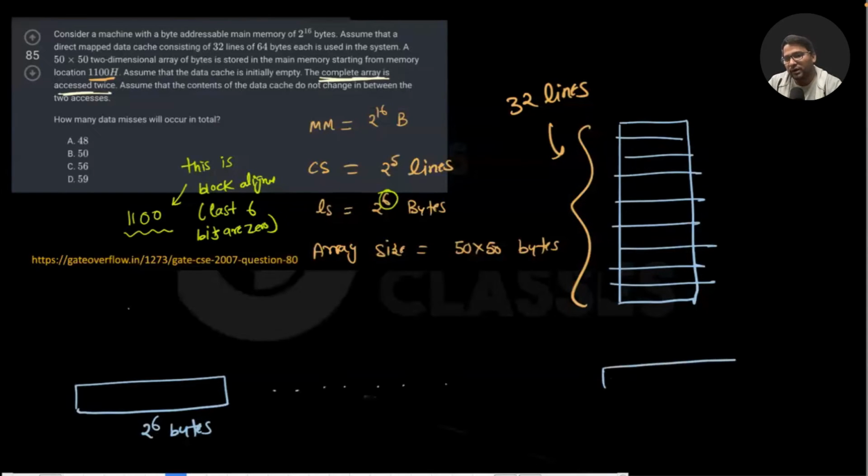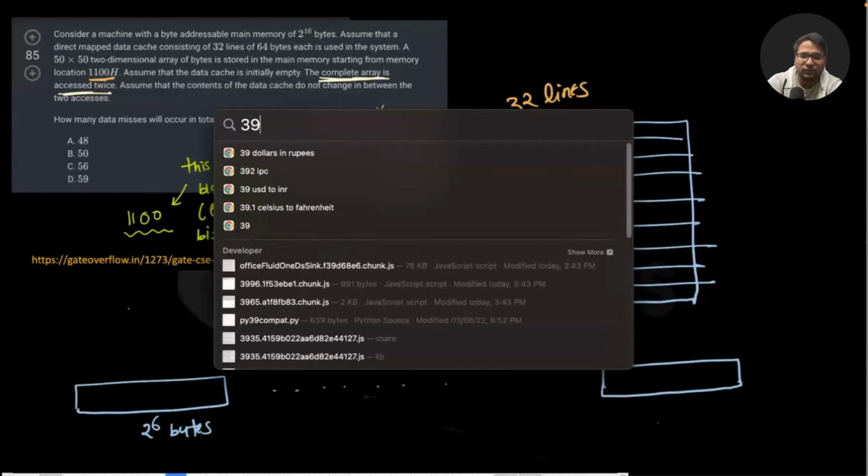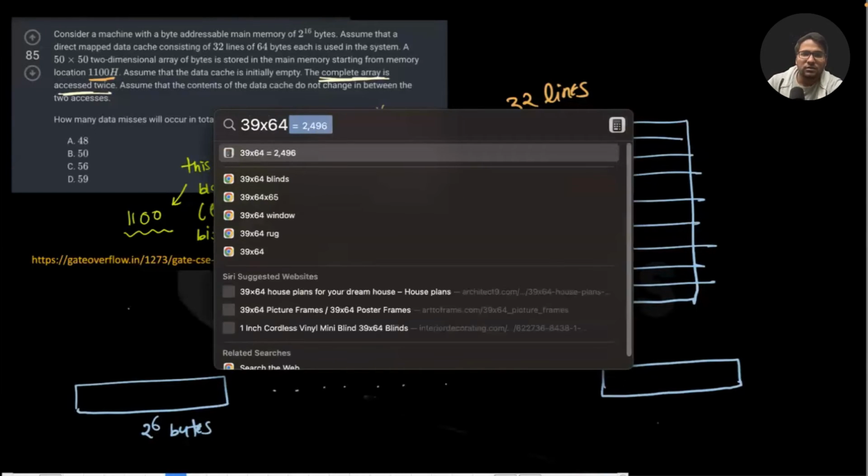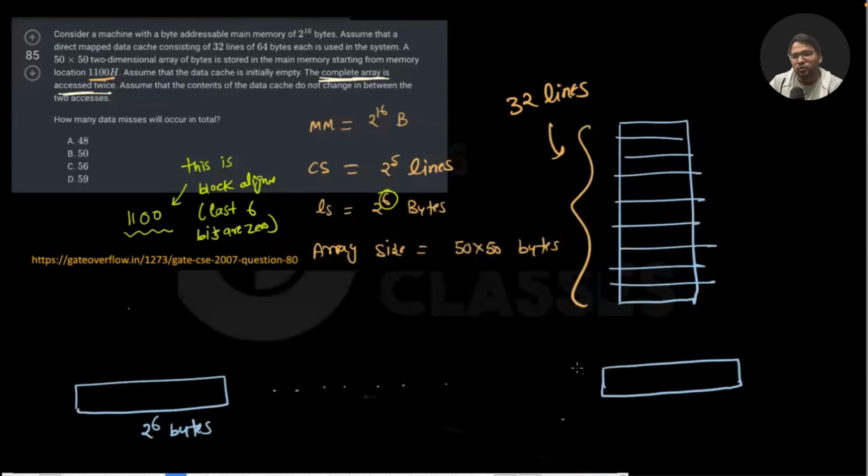The last block may not be containing complete array, right? So 40 blocks basically. I mean, you can say 39 into 64. How much? 2496. So 2496 bytes are here. Only 4 bytes, 1, 2, 3, 4. 4 elements are here, out of 64 elements. But this is the 40th block. This is block number 0, then this is block number 39. Is this okay to everyone?